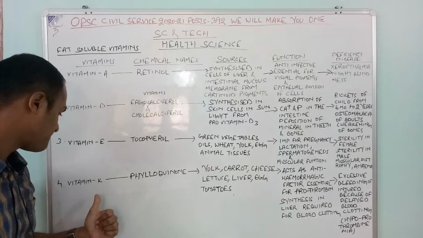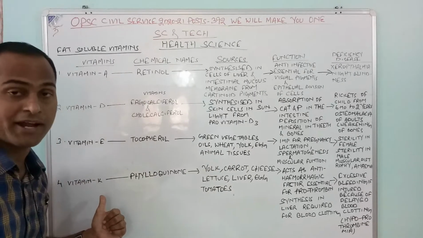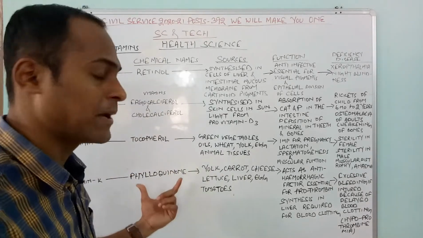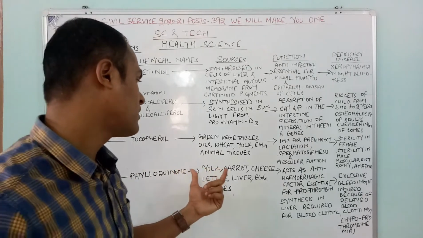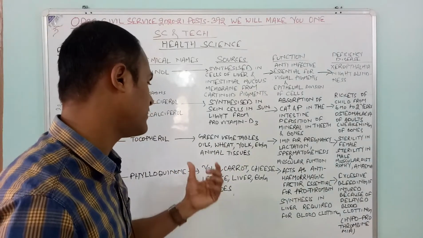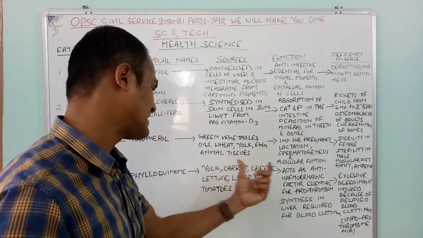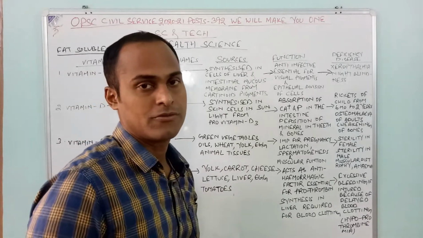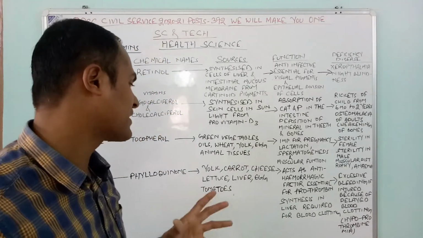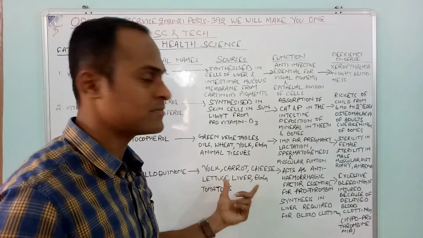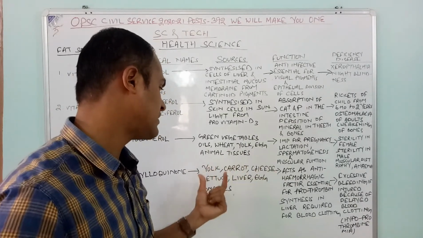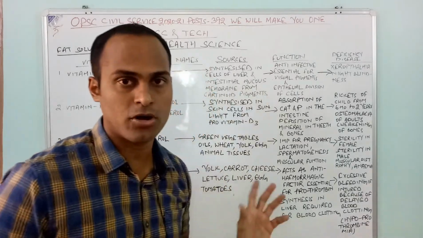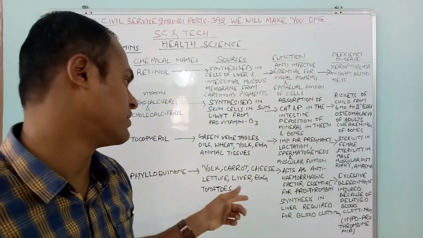Then vitamin K. Vitamin K is another fat soluble vitamin. Its chemical name is phylloquinone. Then what are the sources of vitamin K? Yolk, carrot, cheese, lettuce, liver, egg and tomatoes. Vitamin K is found in these items: yolk, carrot, cheese, lettuce, liver, egg and tomatoes. These are very important for vitamin K.